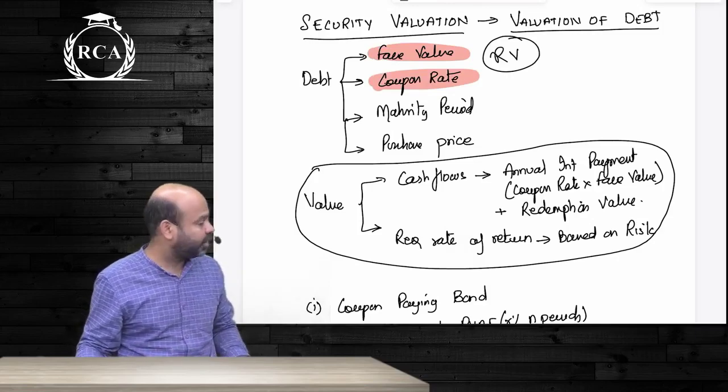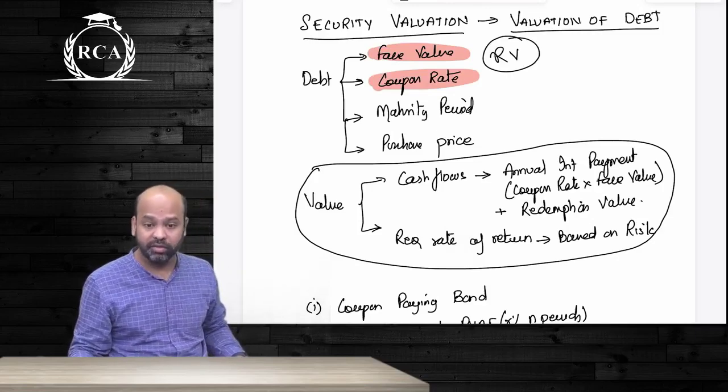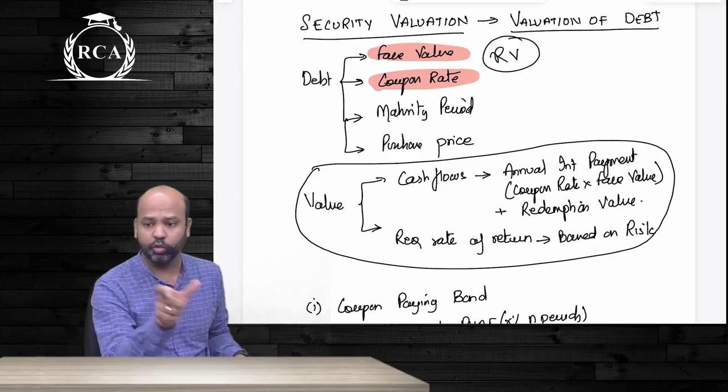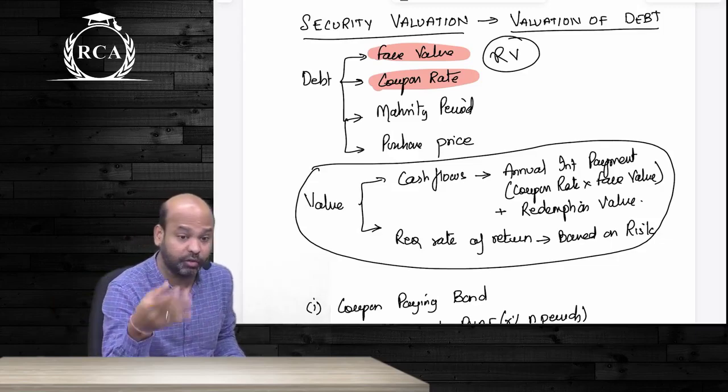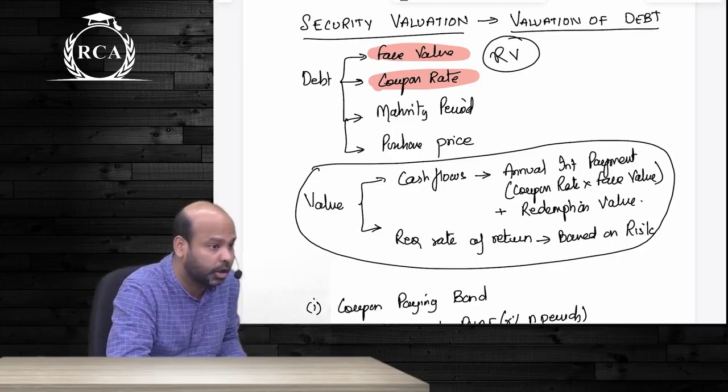Coupon rate is always computed as a percentage of your face value. So once you have the coupon rate, the face value, and the redemption value, you will know what the cash flows generated from a bond are.